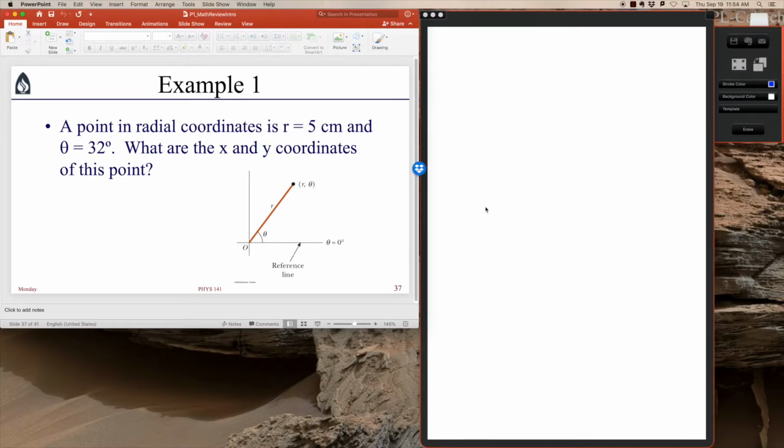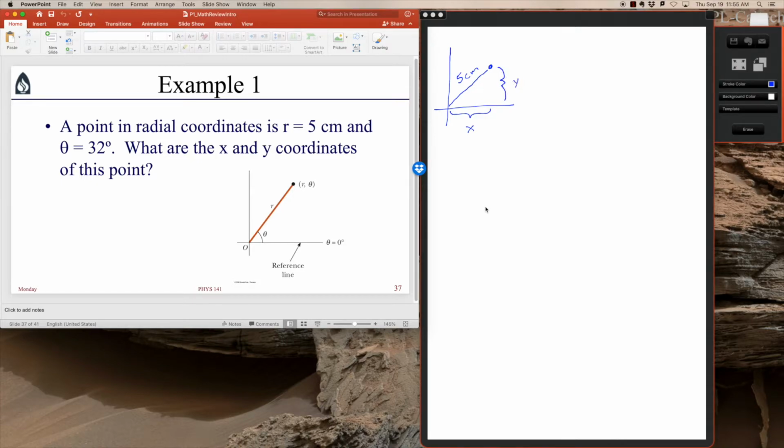So let's take a look at this problem. First I'll redraw the point in radial coordinates. So we have our x and our y axes, and the point is 5 centimeters from the origin. So let's say this is our point. It is a distance of 5 centimeters from the origin. And we want to know what are its x and y coordinates. How far is this point in both the x direction and in the y direction?